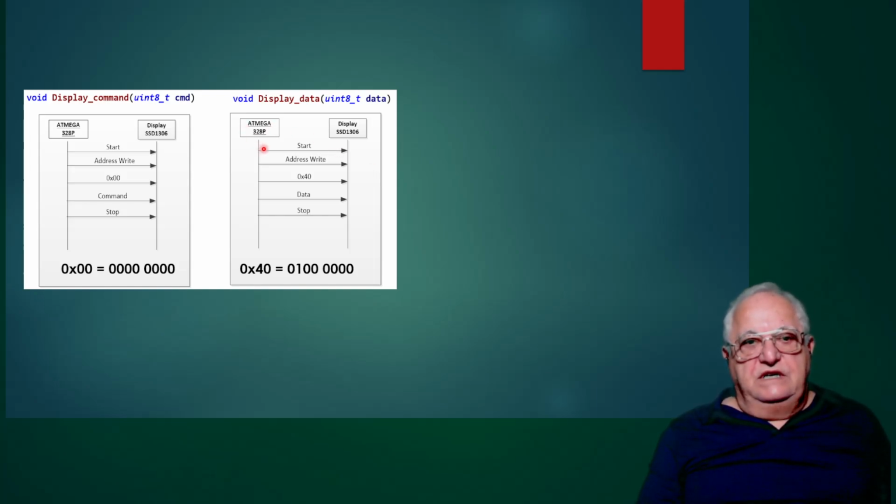Now let's look at how we send data. First we send the start command as usual, required by I2C. We send the address plus write. Then we send the hex 40. That states that what follows is data. Then we send the data and then we stop. The hex 40 is basically the second bit being 1, which tells the display, hey, what follows is data.